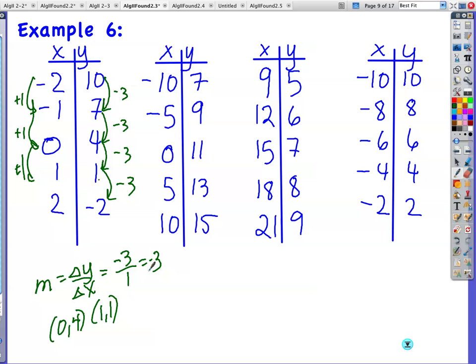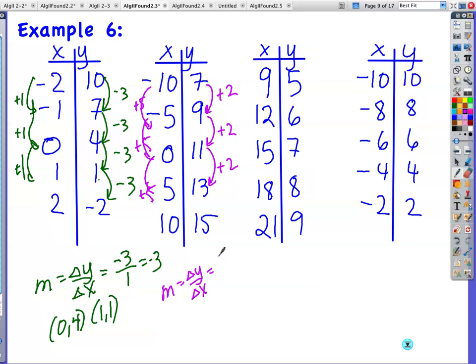Okay, let's try it out on the next one. The change from here to here, +2, +2, +2. And it has to be a constant rate of change for this to work. What's the change over here? +5, +5, +5. So my change in y over my change in x becomes 2 over 5, 2/5.